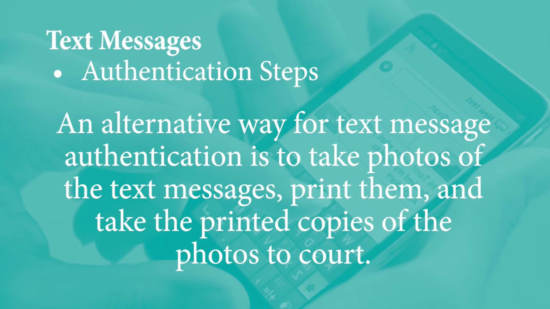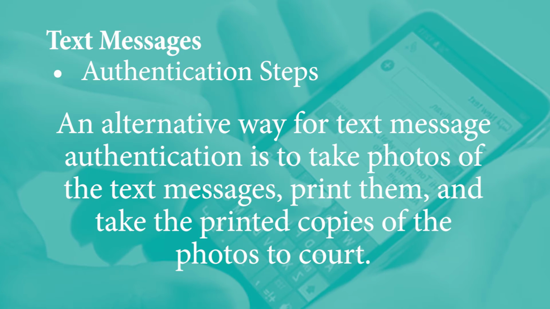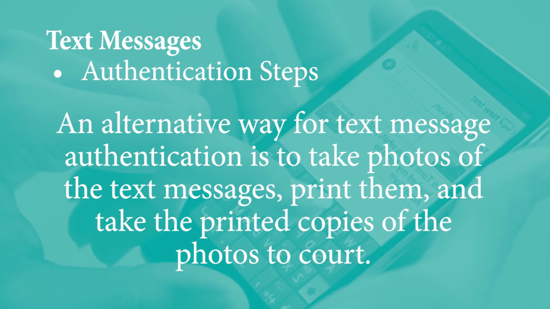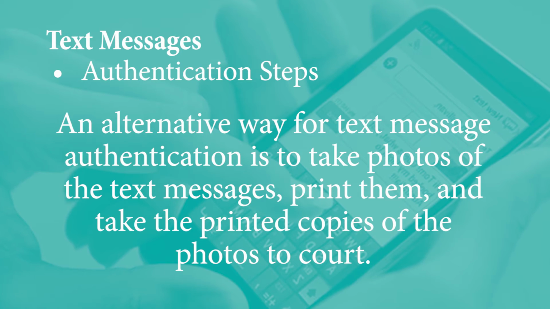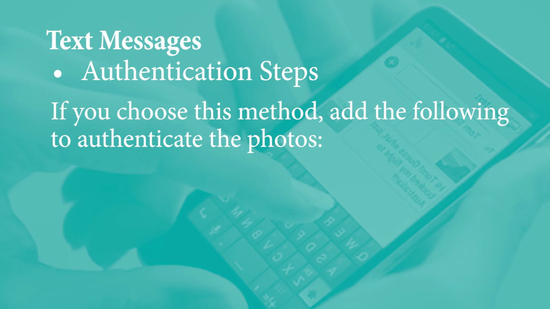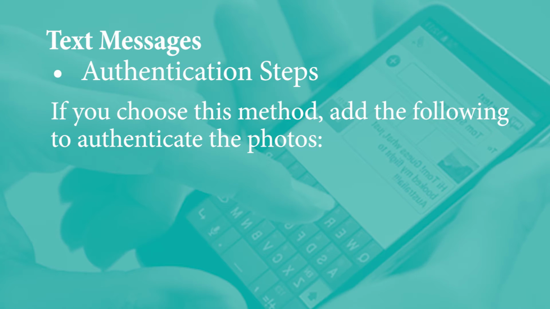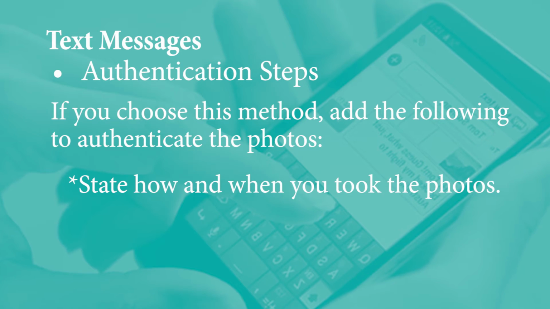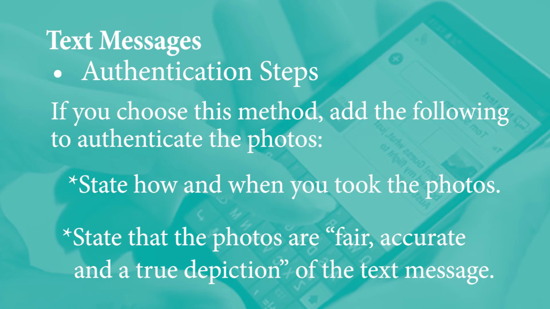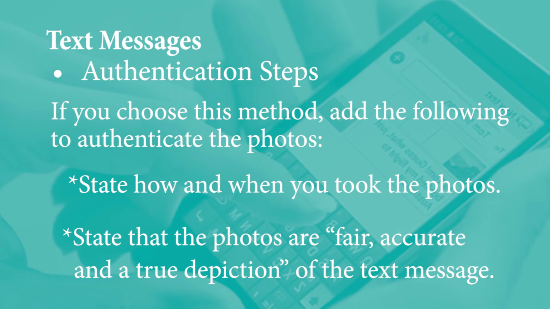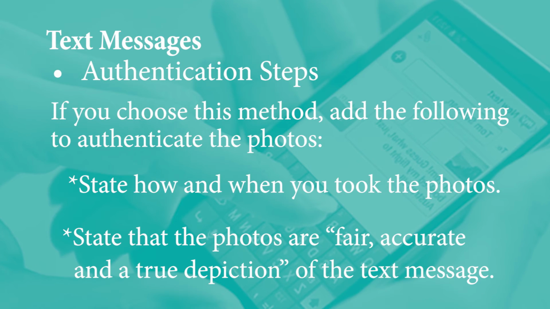An alternative way for text message authentication is to take photos of the text messages, print them, and take the printed copies of the photos to the court. If you choose this method, add the following to authenticate the photos. State how and when you took the photos. State that the photos are fair, accurate, and a true depiction of the text message.